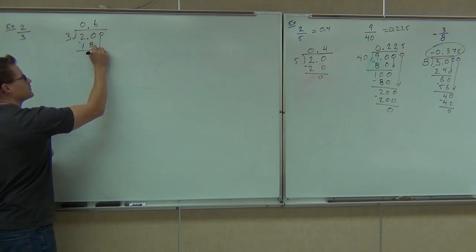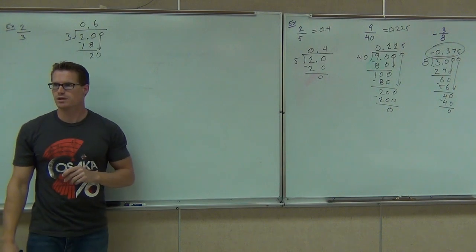That means I have to add a 0. How many times does 3 go into 20? It's going to go on and on.